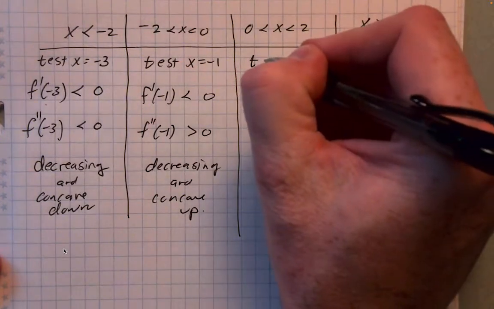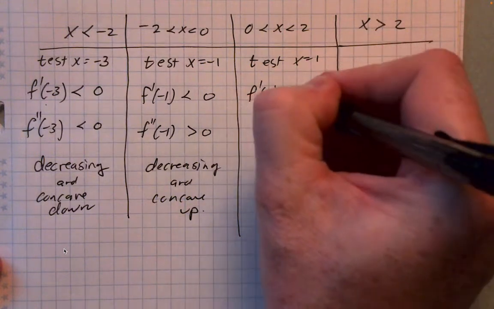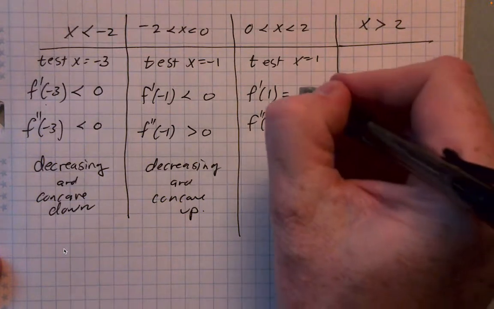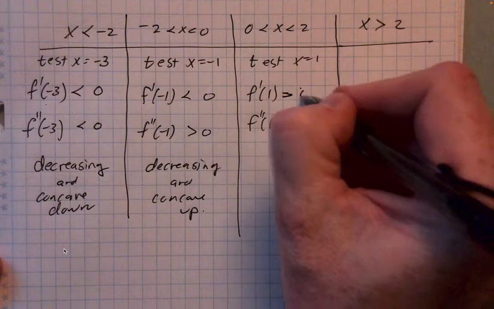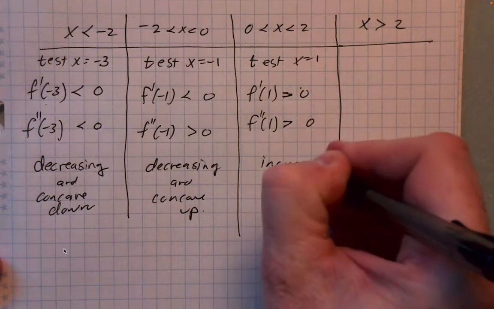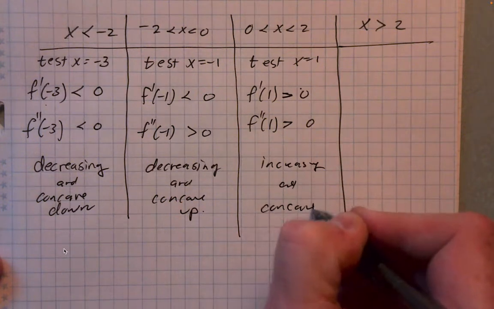Same thing here. Let's test x equals 1, f prime of 1, f double prime of 1. All right, plug all this information in. In both cases, oh, sorry, I should have written it like this. They're both greater than 0 here. So we've got increasing and concave down.